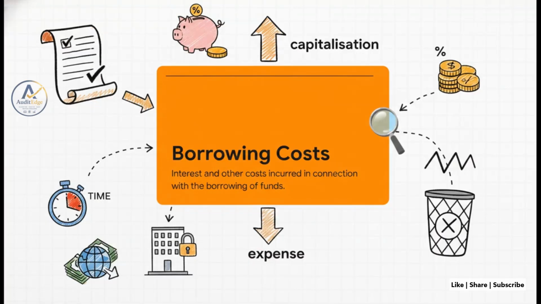So let's dive into the core principle. This is literally the foundational rule that governs everything else we're about to discuss today. Simply put, borrowing costs are the interest and other costs an entity incurs when it borrows funds. The core principle of IND AS 23 states that if these costs are directly attributable to acquiring, constructing, or producing a qualifying asset, they actually form part of the cost of that asset. This is what we call capitalization. All the other borrowing costs are just recognized as a regular expense.